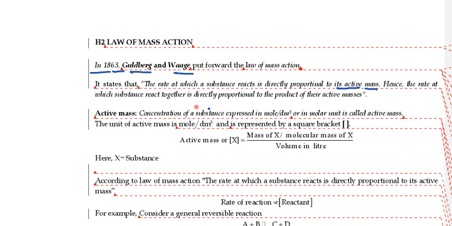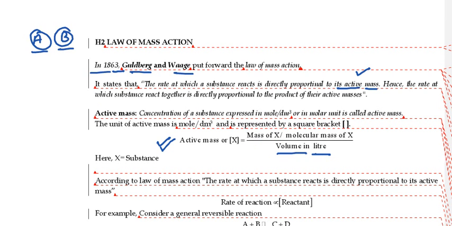How much amount of the substance you are taking, the rate of the reaction directly depends on the active mass of the reactive substance you are taking. Here you have two substances. How many moles are you taking per liter of solution? That is called the active mass, meaning the mass or the molecular mass of any substance per liter volume.